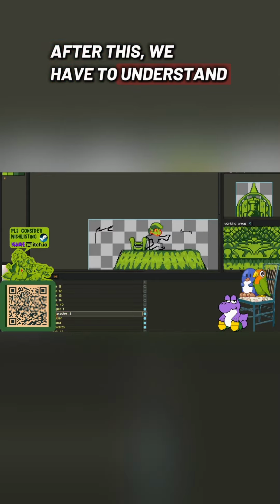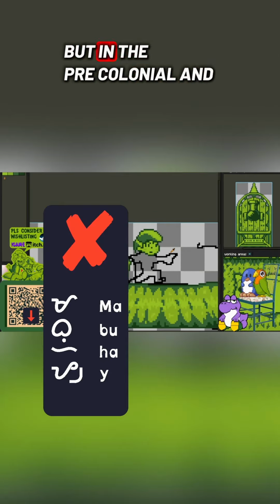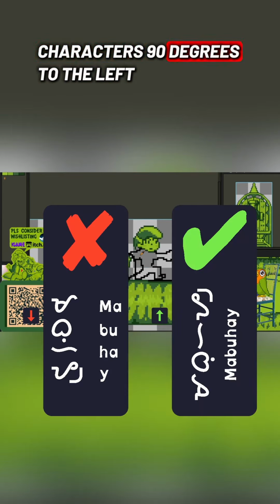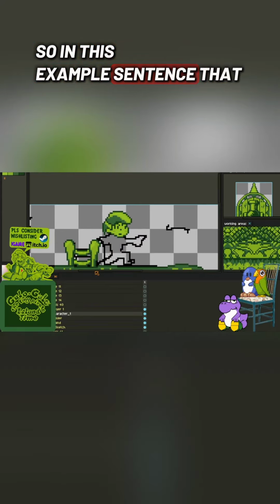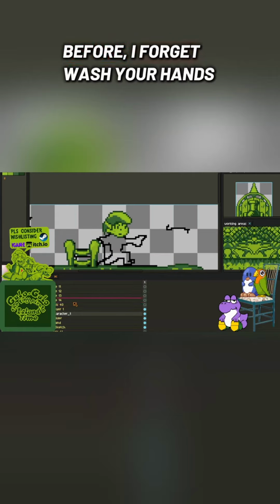After this, we have to understand that nowadays you see some people write Baybayin from the top to the bottom, but in the pre-colonial and early colonial era, you would be tilting the characters 90 degrees to the left, and you would be reading it bottom to top. So in this example sentence that I wrote, siya nga pala, maghugas po kayo ng mga kamay ninyo bago kumain. Before I forget, wash your hands before eating.